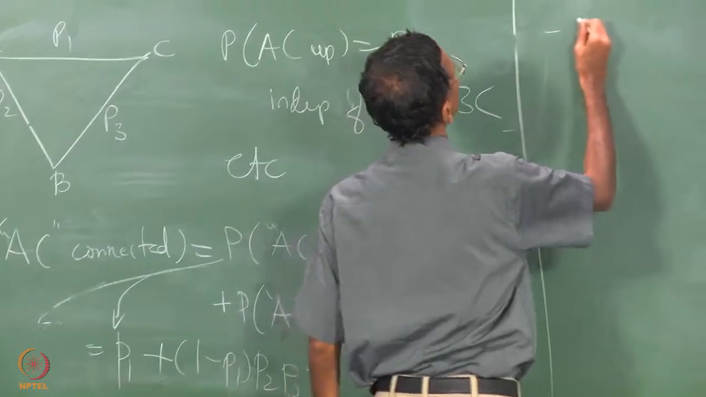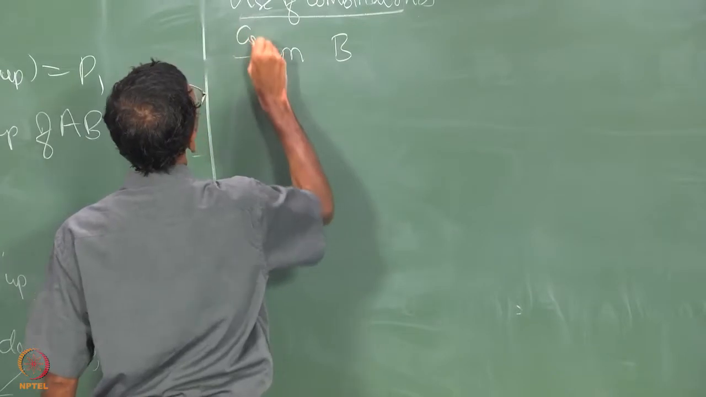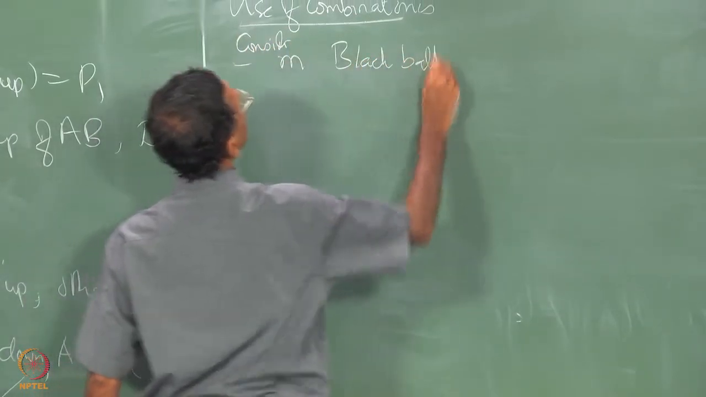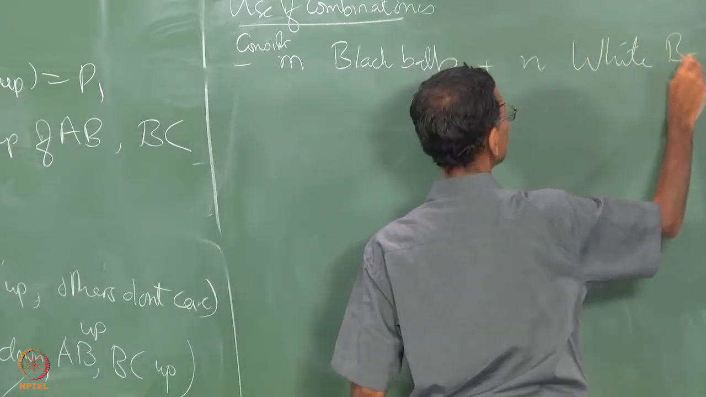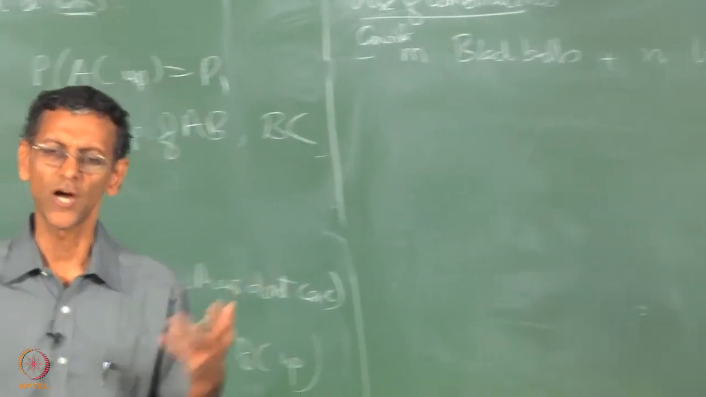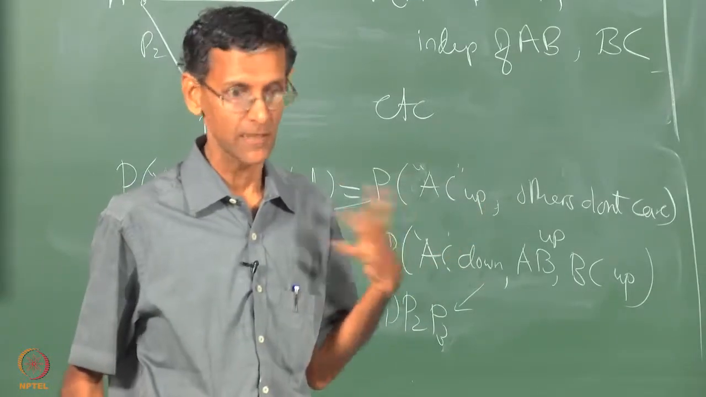Say you have m black balls plus n white balls. Unfortunately I have to do this for drawing. You need to consider this kind of situation. You don't have a choice.